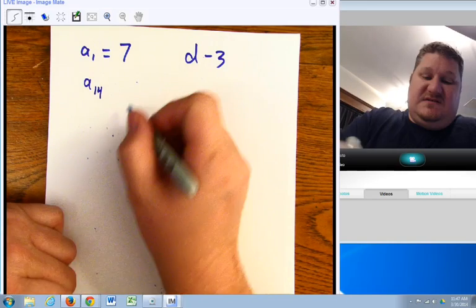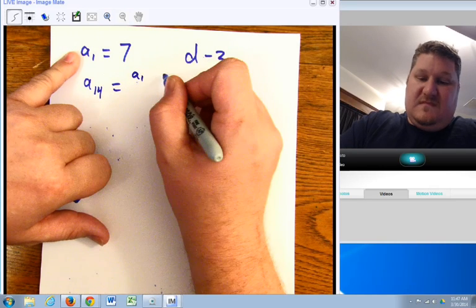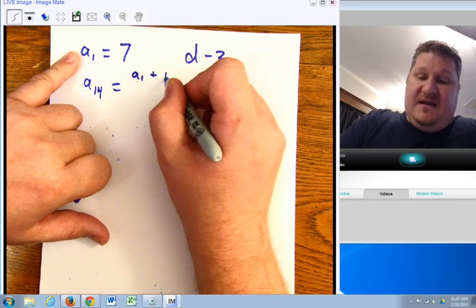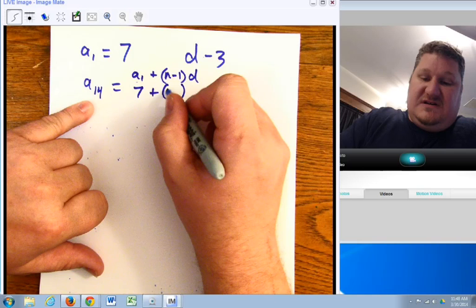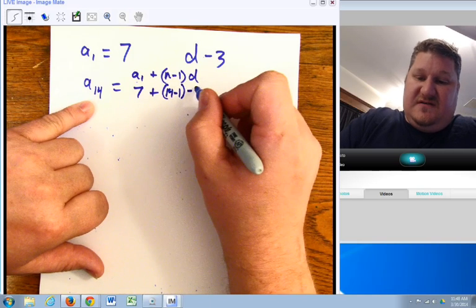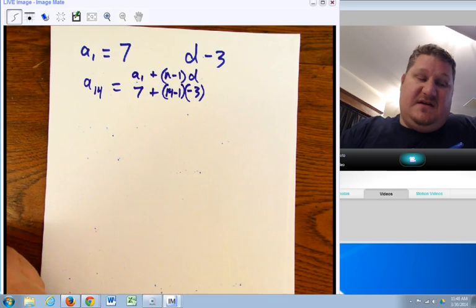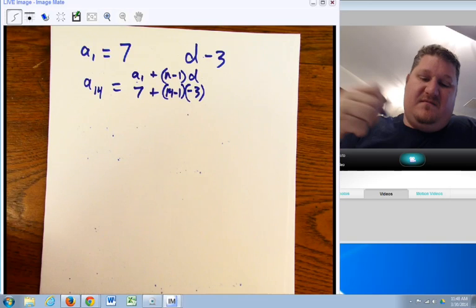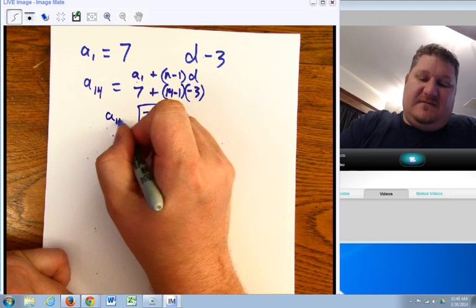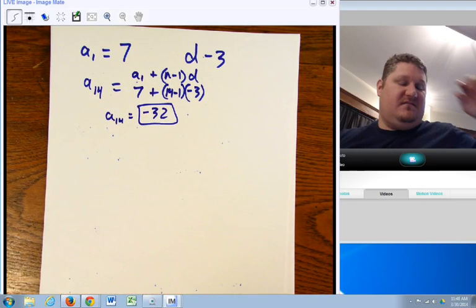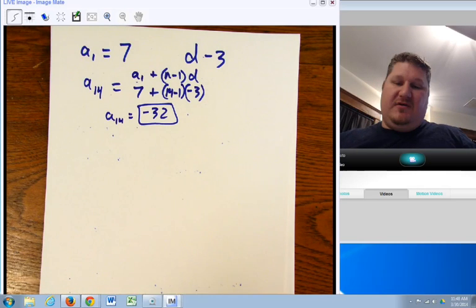Well, to get the a sub 14th term, I'm going to take a sub 1, and then I'm going to add n minus 1 times d, so I say 7 plus, since I want the 14th term, 14 minus 1 times the difference of negative 3. Work all that out. I'm going to come up with 13 times negative 3 is negative 39. 7 minus 39 is negative 32. So it seems to work out very nicely. That is finding the difference using both explicit and recursive forms. Now, that brings us to our sums.